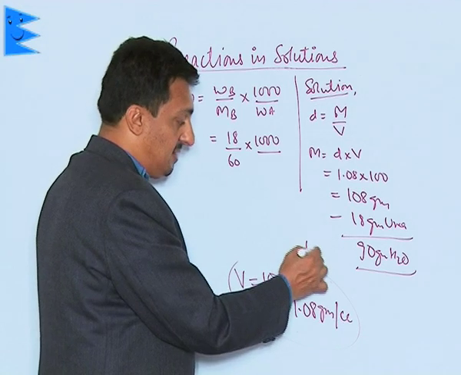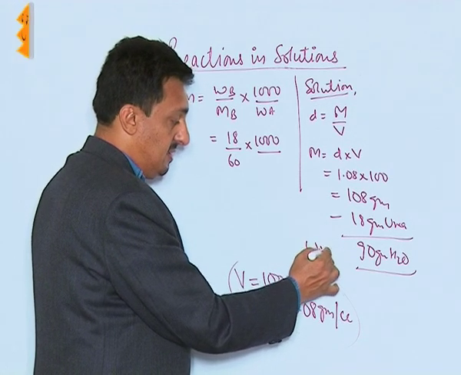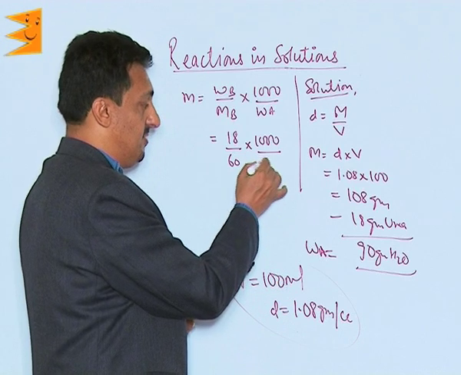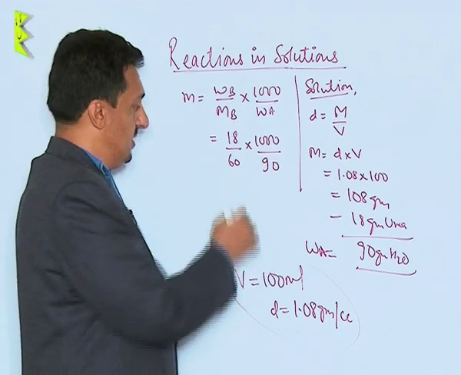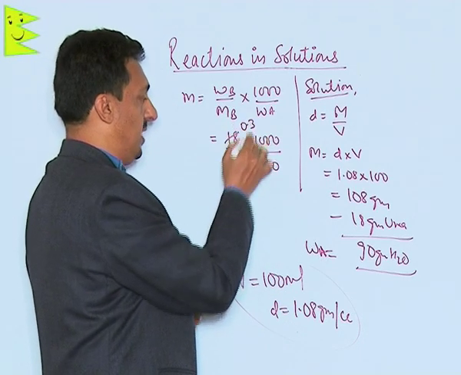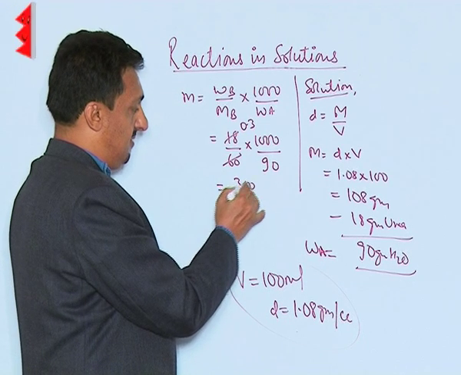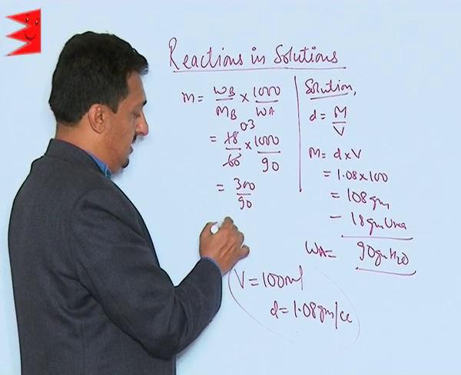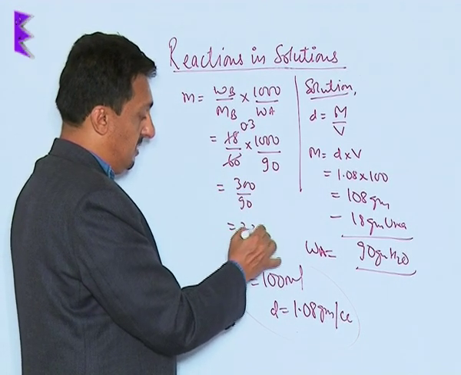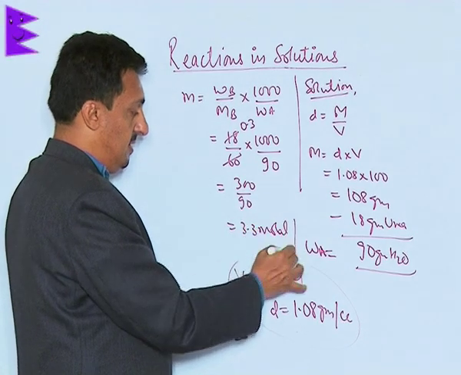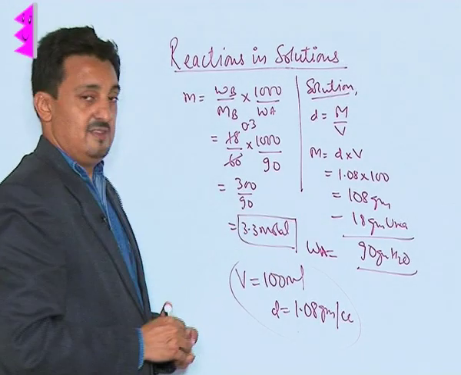So what is the weight of the solvent? Here it is 90 grams. So we'll put 90 here. So it is 18 by 60, that is 0.3. We'll make it 300 by 90. So it will be 3.3 molal. So this is the answer in this case.